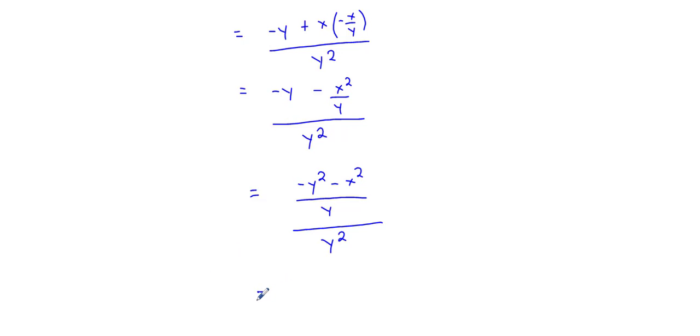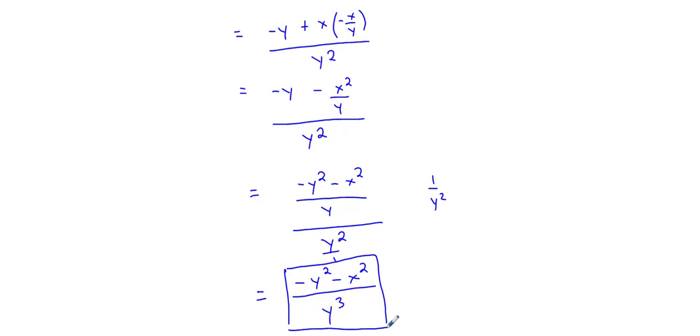Multiply by the reciprocal, and we get negative y squared minus x squared over y cubed. So this is over 1, right? Multiply by the reciprocal, 1 over y squared. There, my friends, is our second derivative. We're not done yet, though.